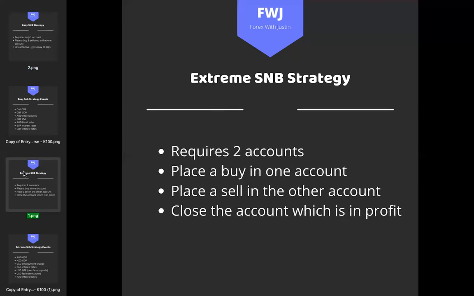All right, so that's how the extreme SMB works. So two accounts. In one account only, you place a buy. In the other account, you place the opposite trade, in this case being a sell. Now, what makes this strategy more effective than the easiest SMB is that when you place a buy and a sell, we enter the trade there and then.